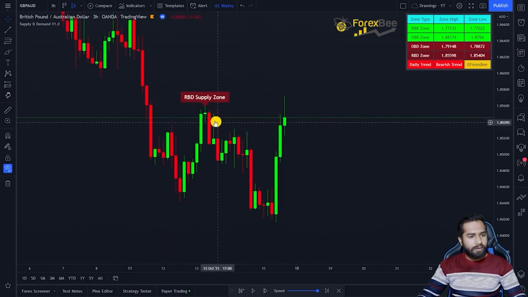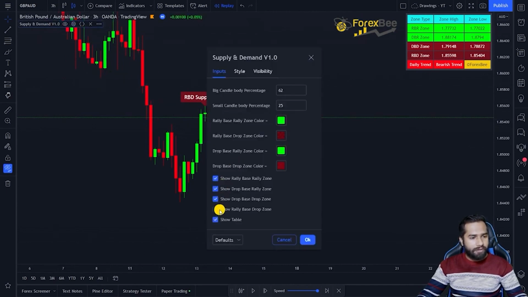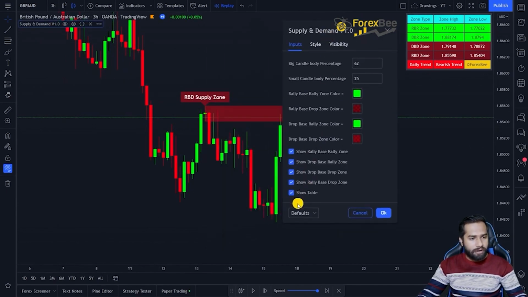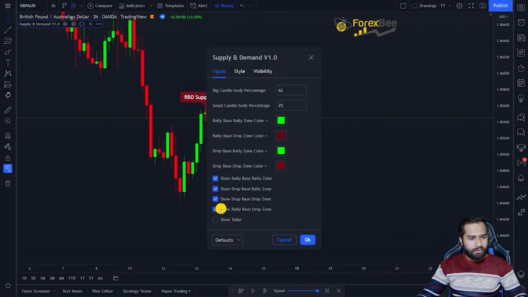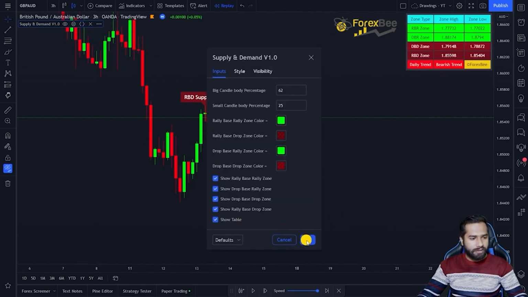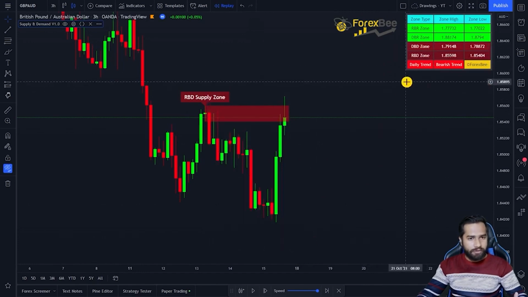As you can see here, now the zone is gone because the indicator has hidden that zone. You can uncheck the boxes you want to, and the indicator will hide those zones for you. And in the end you get an option to show or hide the table. If for some reason you want to hide this table, you have an option. You can uncheck this box and the indicator will hide this table. So here you can see that the table is gone, and if we want to bring the table back, we can just go into settings and check this show table, and the table will show up again.